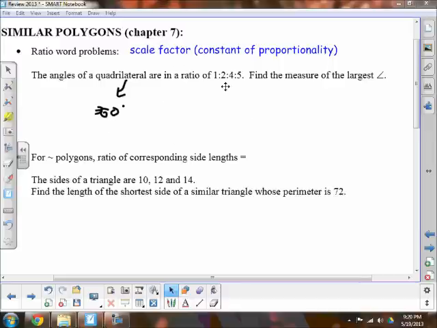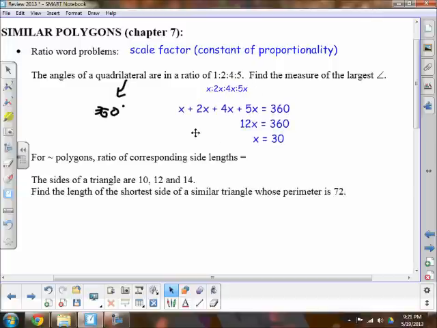So what we're going to do is introduce this scale factor into this proportion. So 1 to 2 to 4 to 5 is actually the same as x to 2x to 4x to 5x. And we know that the sum of all of these things will add up to 360. Again, this x is representing that missing scale factor, that constant of proportionality that we don't know. So the sum of these has to be 360 degrees.